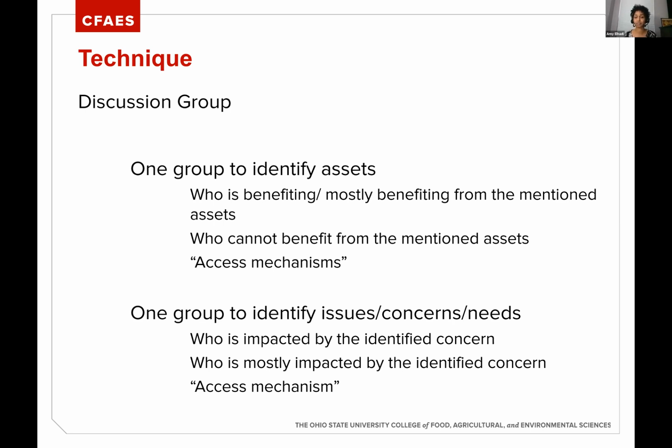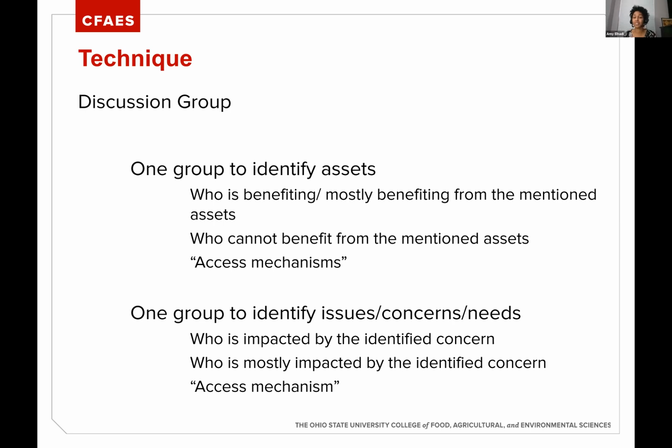The technique to go about this is very similar to what I just explained, because as I told you, we're blending the asset-based approach to needs assessment with the access mechanism to make this approach that we call the inclusive approach to assessing communities. It's very close. You have the same two groups. The first group identifies assets, but you don't just identify assets at this point. You ask more questions, and I'm giving some examples of questions you can ask.